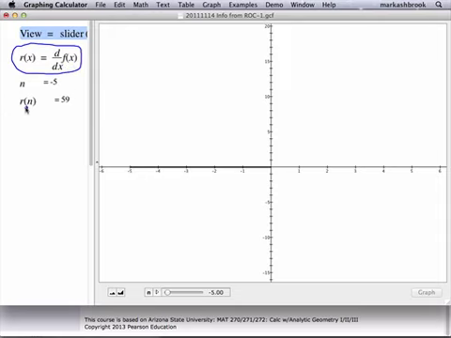Okay. How about this? Now, x is our input value. Right now, this is showing that we're at -5. So x is -5, and it says R of -5 is 59. Okay, what does that mean? R of -5 is 59.